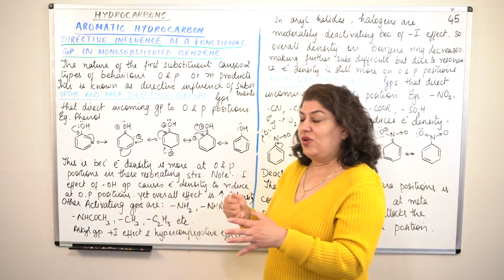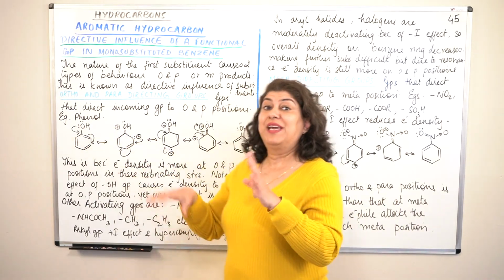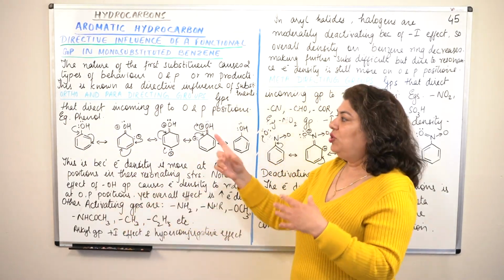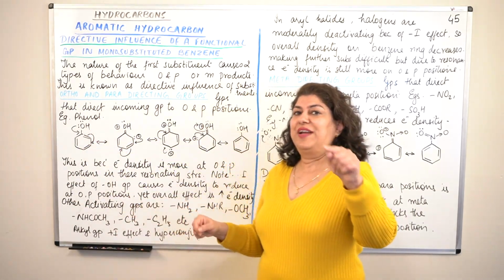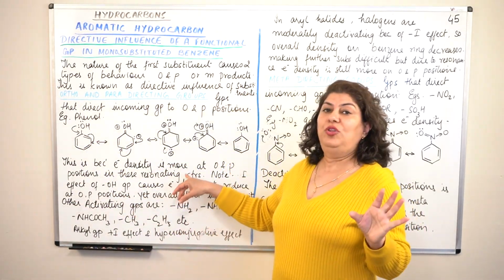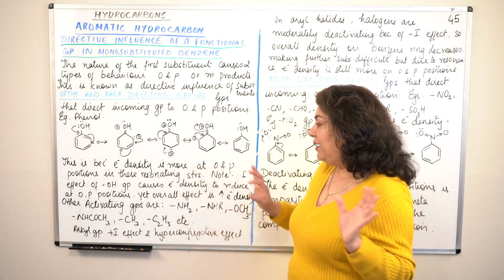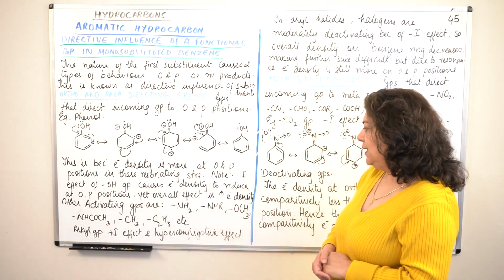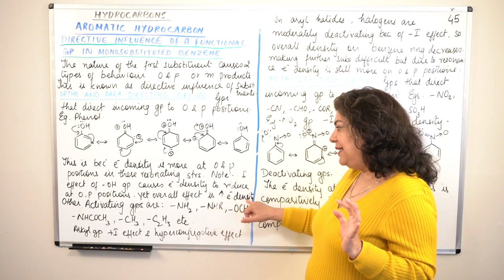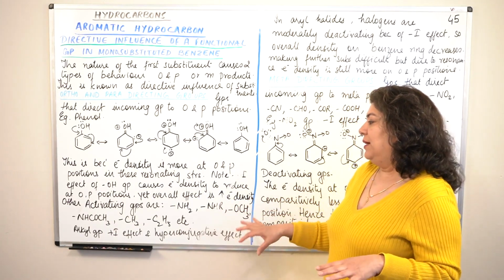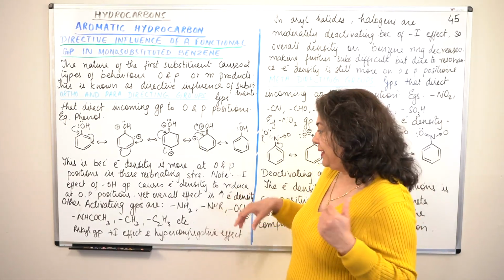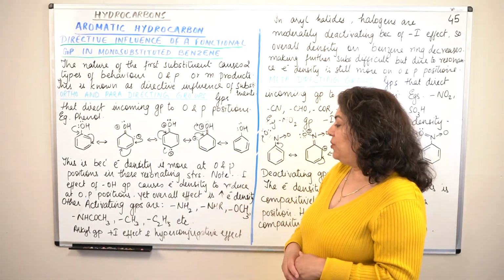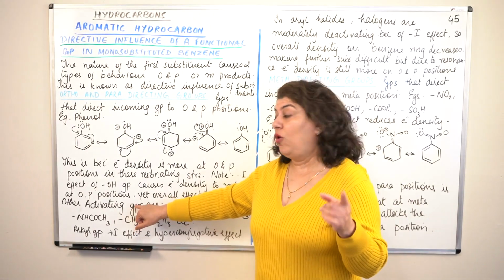Oxygen is pulling electrons, yet oxygen is also giving its lone pair of electrons. So the total giving away of the electrons is the stronger effect. Therefore, on the whole, the OH group is ortho-para-directing. The overall effect is an increase in electron density. Other activating groups are all activating.